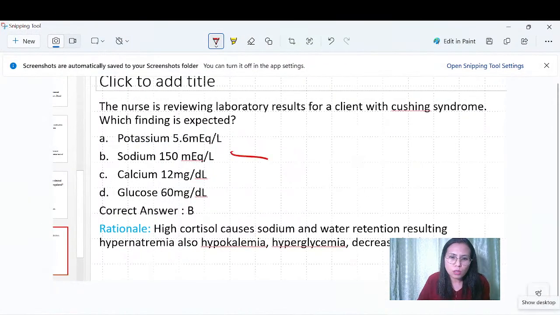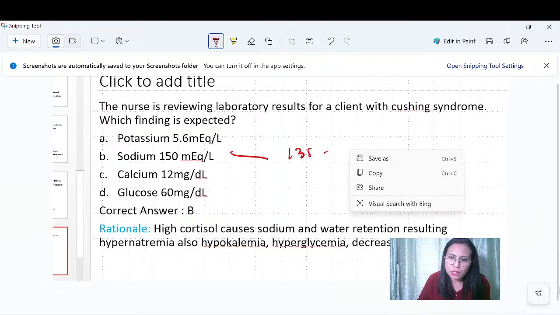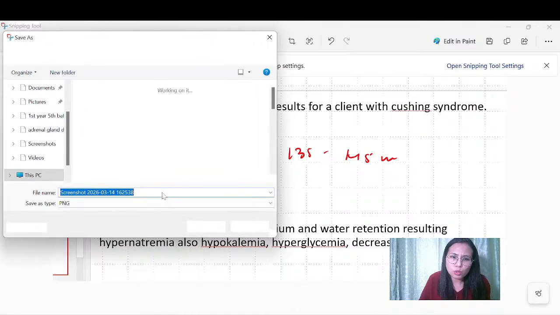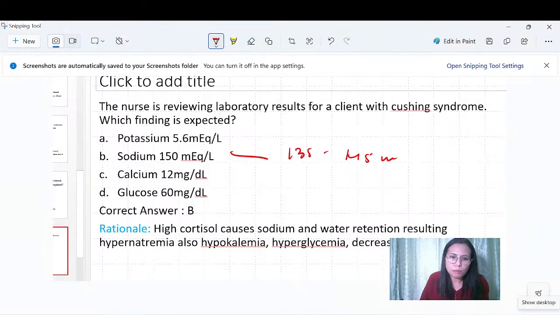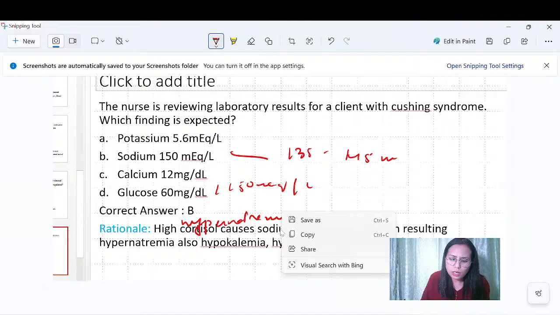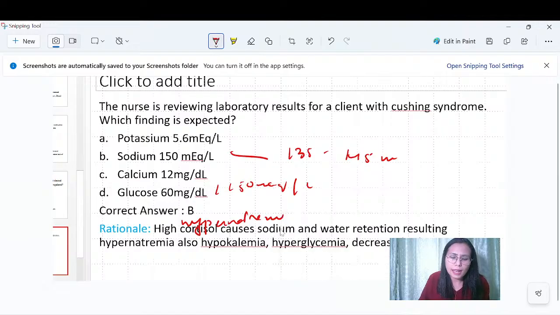The normal sodium level is 135 to 145 milliequivalent per liter. So if the sodium level is more than 145, or 150 milliequivalent per liter, it indicates hypernatremia. Excess cortisol causes sodium retention and water retention. So this is an expected finding.